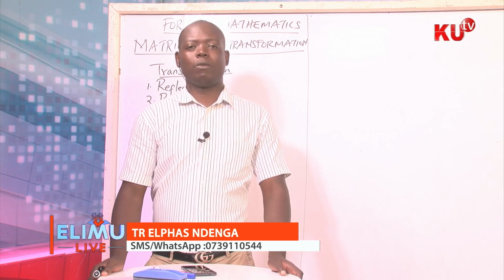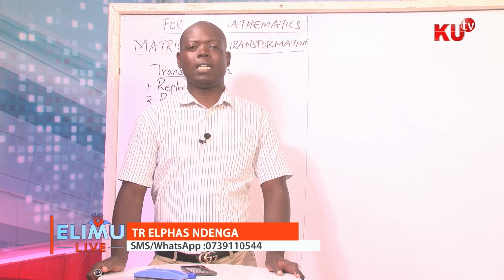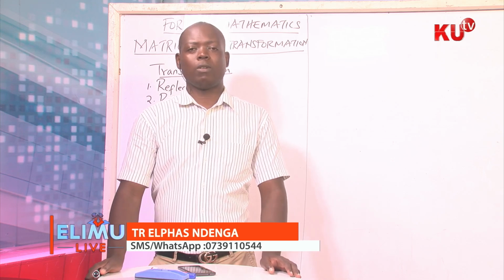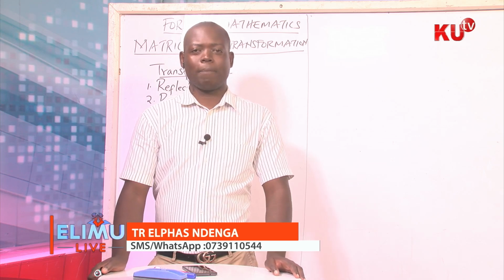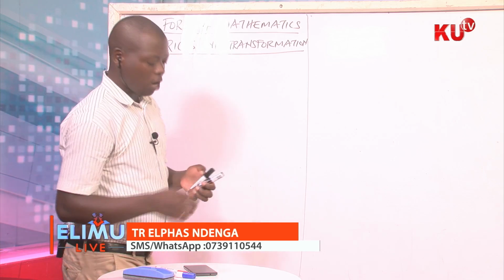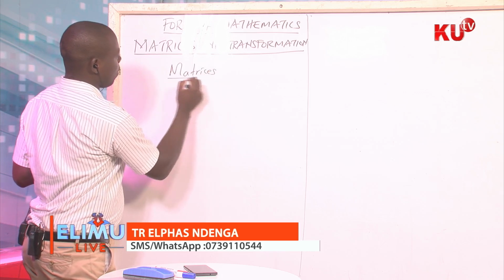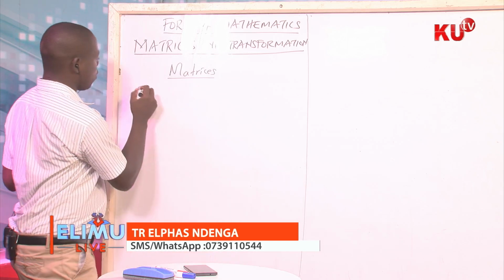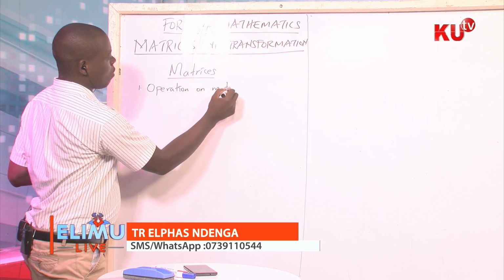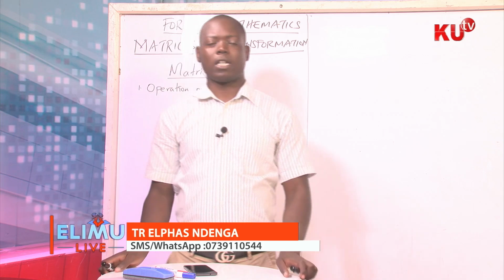And number 2, we shall need to review the Form 3 work on matrices. However, we shall not be able to discuss all the details as covered in those 2 topics, but we shall pick the main areas that are key to what we need to discuss in matrices and transformation. And so the first thing, students, under matrices, I want us to review is what we call operation on matrices. That is the first item that we shall need to look at before we get to transformation.